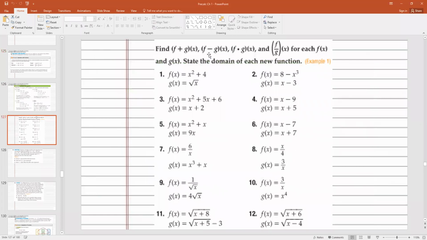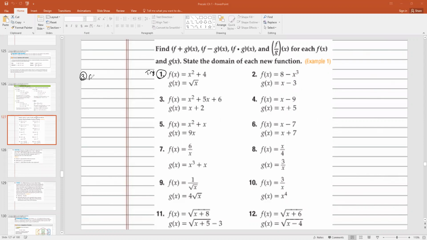All right, there's an example. So let's look at some examples here. It says find f plus g of x, f minus g of x, f times g of x, f divided by g of x. For each f of x and g of x, state the domain of each new function. All right, that's quite a bit. So I'll do the biggest one there. Let's do 3. And if you want to try number 1, it is pretty cool because it has that radical. So try 1. We'll do number 3 here.